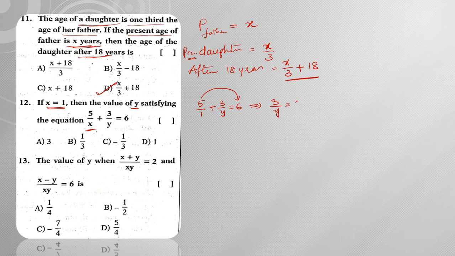3 by y is equal to 6 minus 5. So 6 minus 5 is 1. Now on doing cross multiplication, y is equal to 3. Hence the answer is y is equal to 3. Next, moving on to question number 13.